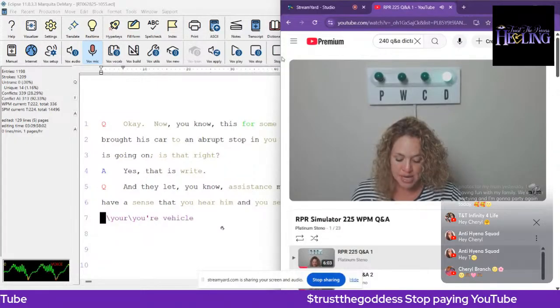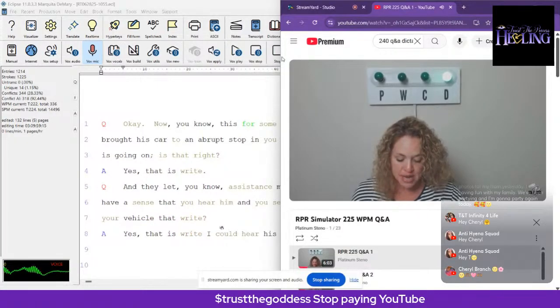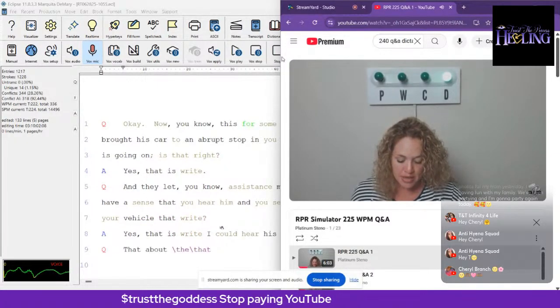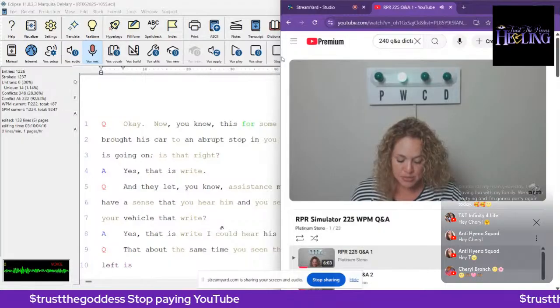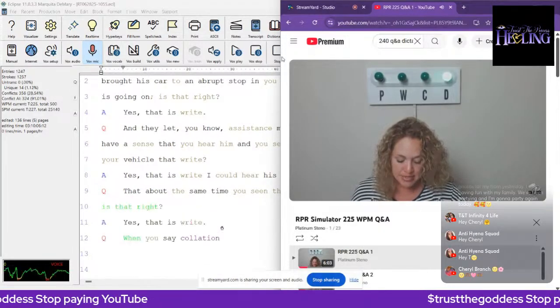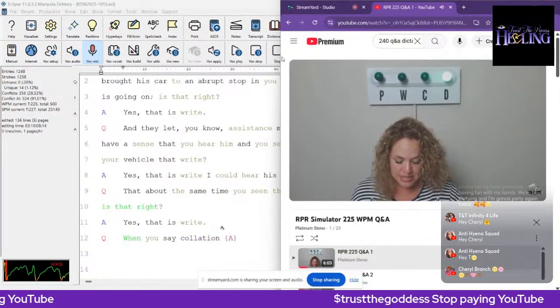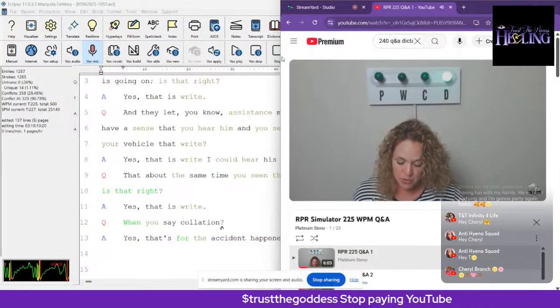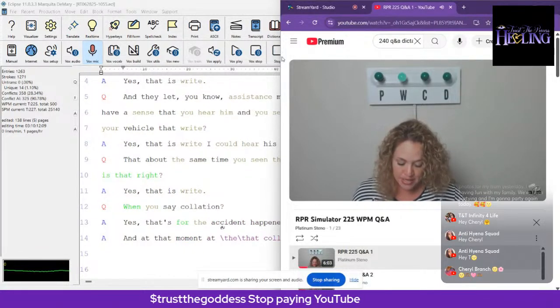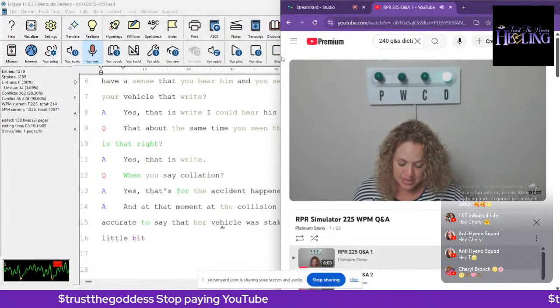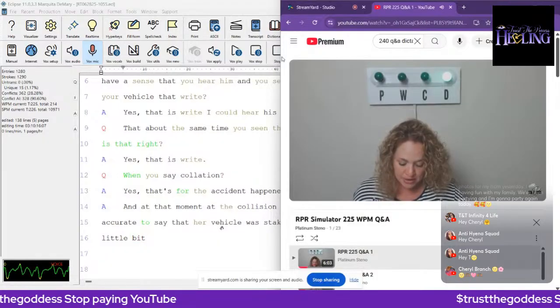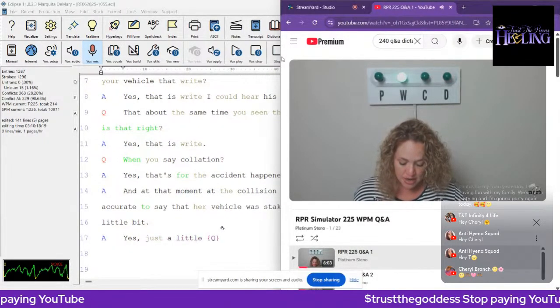And at about the same time, you see the lady starting to turn left. Is that right? Yes, that is right. And then you see a collision. Yes, that's when the accident happened. And at the moment of the collision, would it be accurate to say that her vehicle was angled a little bit? Yes, just a little. And did you see the actual impact that the motorcycle had into the van? Yes, I saw it happen.